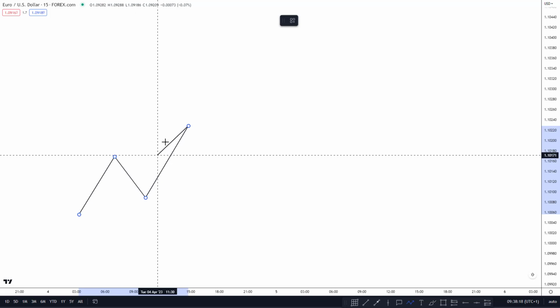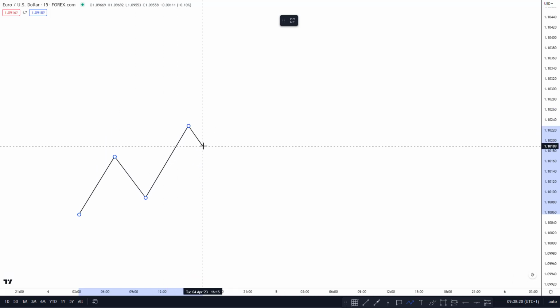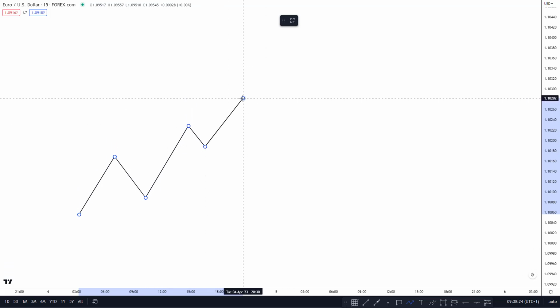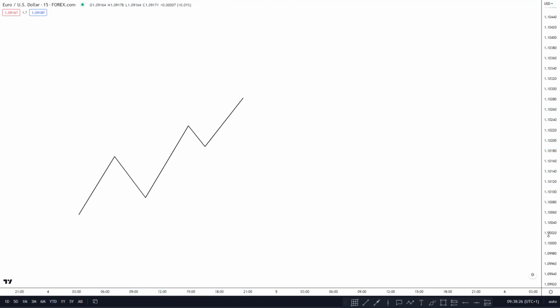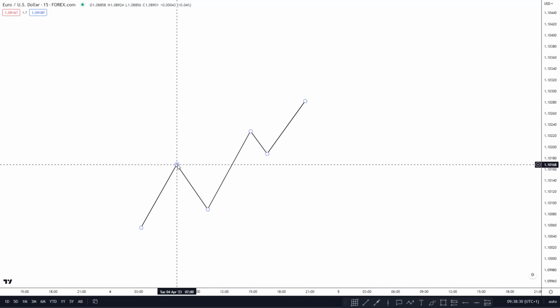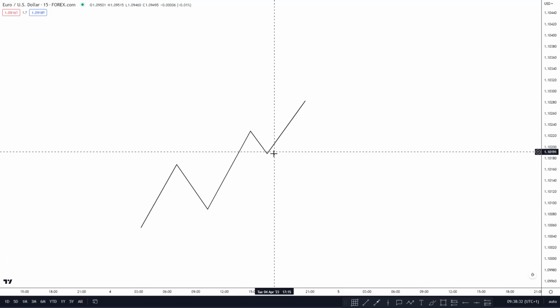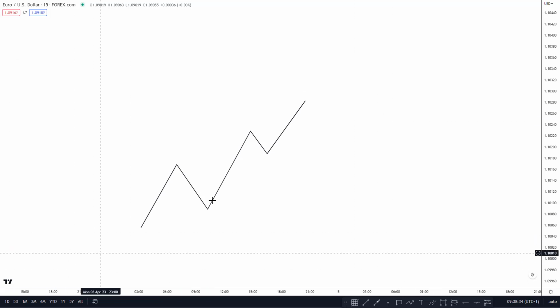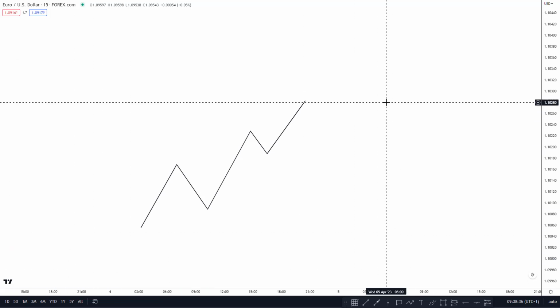Now after that we get a further pullback, and it's just a short one this time, and then we continue on. Previously we've seen this and said, yep, there we go, we've got a swing high, swing low, swing high, swing low, swing high, and we're just following structure like this. Okay, that's basic swing structure.